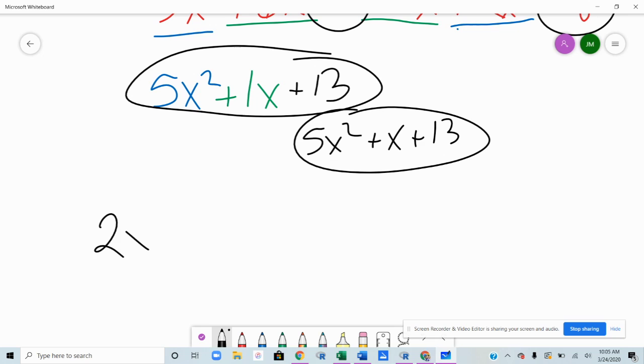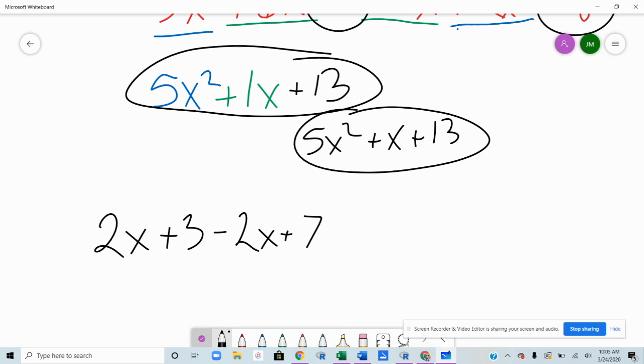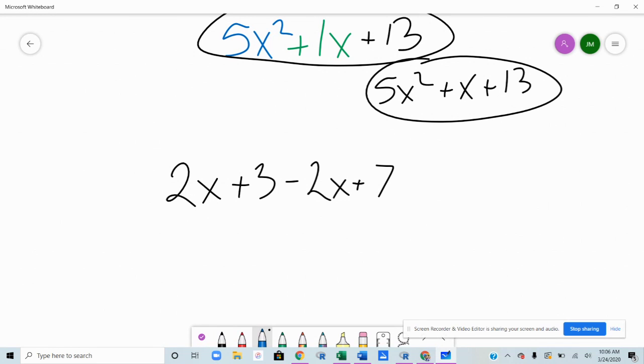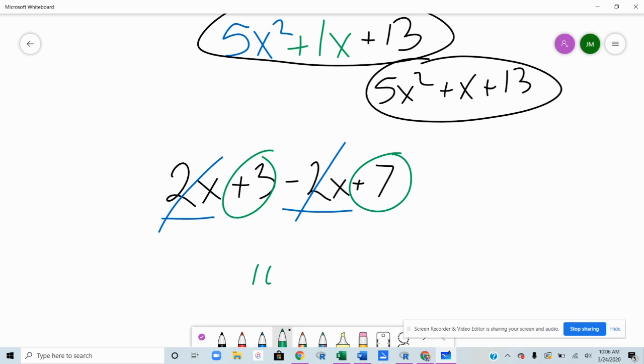So we have 2x plus 3 minus 2x plus 7. Okay. You're going to combine your like terms, so you're going to look to see you've got 2x minus 2x. 2 minus 2 is 0. So those terms cancel out. They're gone. Do not put x, because x means 1x, and 2 minus 2 is 0. Then that just leaves you with 3 plus 7. Your answer is 10. And that's it. Not x plus 10, just 10.